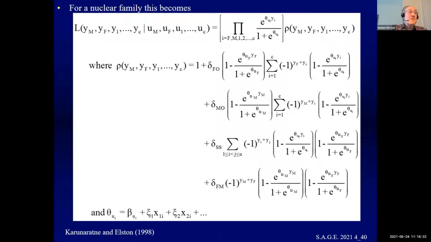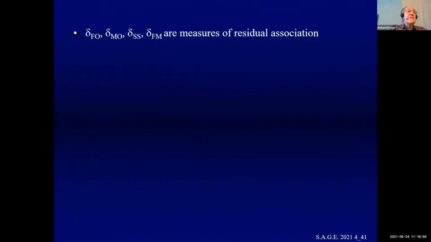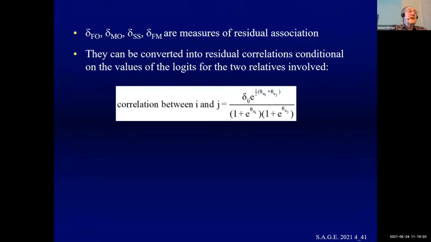If you want to see more detail about this, you look up the paper of Karanarate and Elston. If you read that paper carefully, you'll find there are problems with these correlations. So I would suggest this is a good model if you want to have covariates in this heuristic model, but only if you assume no familial correlations. These are the residuals, they really measure residual association, and they can be converted to correlations by this formula here.